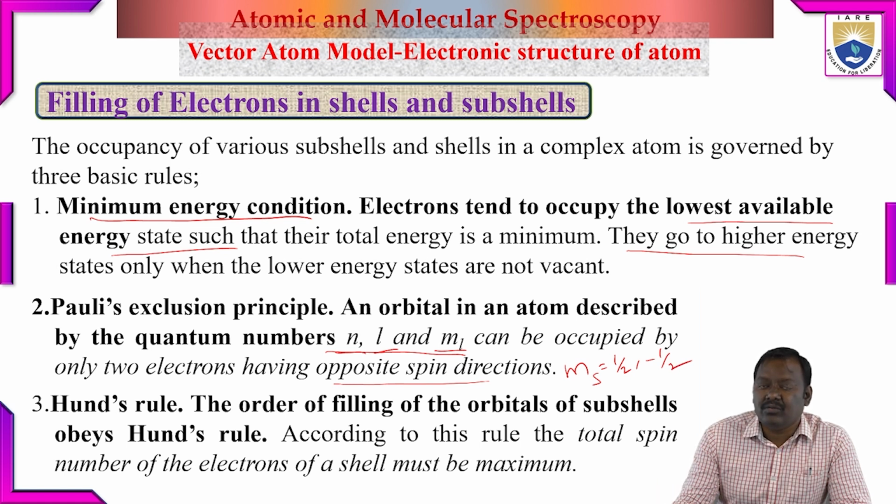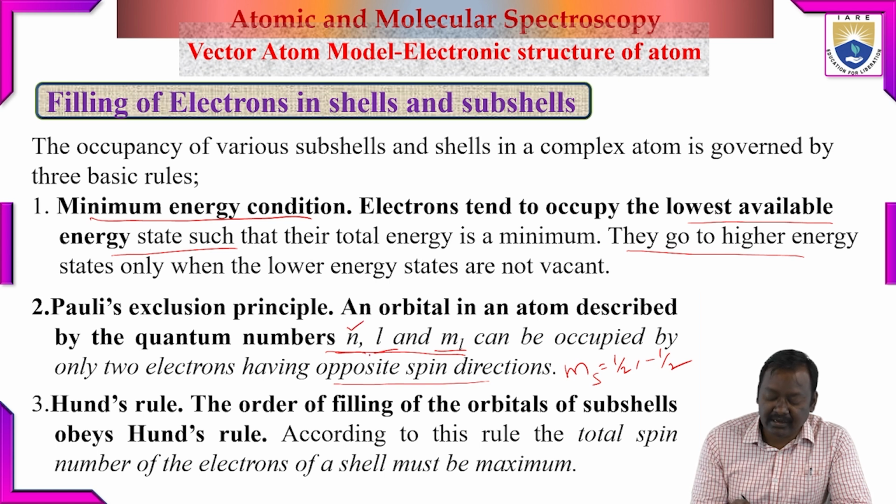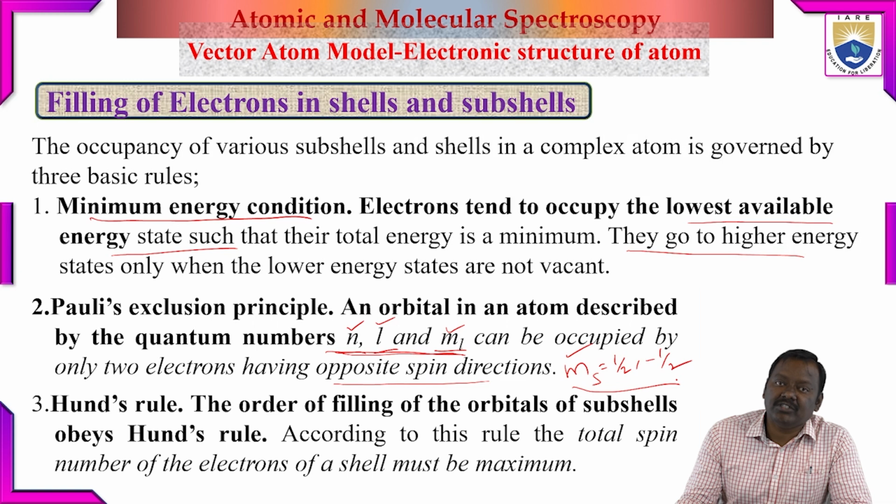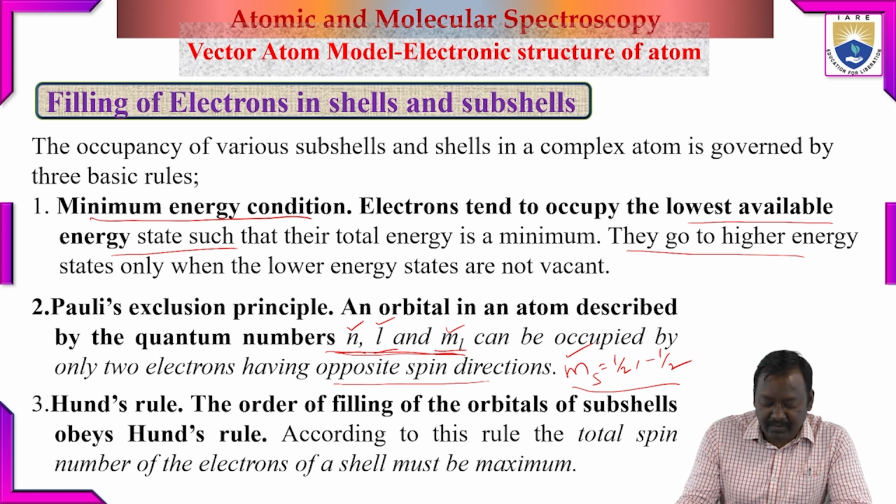That means no two electrons can have all four quantum numbers the same. All four quantum numbers means n, l, ml and ms. Two electrons can have these three quantum numbers the same, but the fourth quantum number ms must be different. For one electron it should be 1 by 2, for the other electron it should be minus 1 by 2. So that is Pauli's exclusion principle.